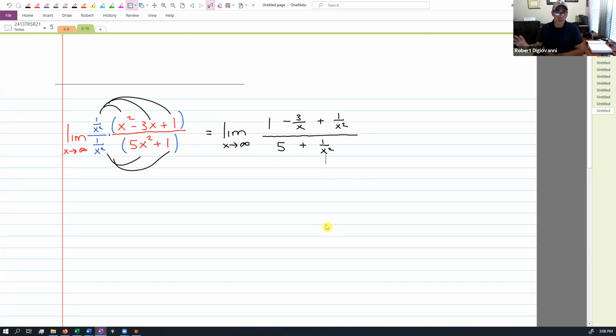The whole point of this is that anything that we have left that has a number over x to a power should go to 0 when we take the limit. So we have a bunch of things that are about to vanish. This is going to vanish to 0. That's going to vanish to 0. That's going to vanish to 0. And the only things left are going to be a 1 up top and a 5 on the bottom. And so you get 1/5.